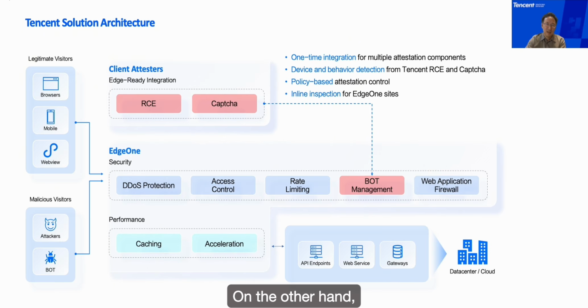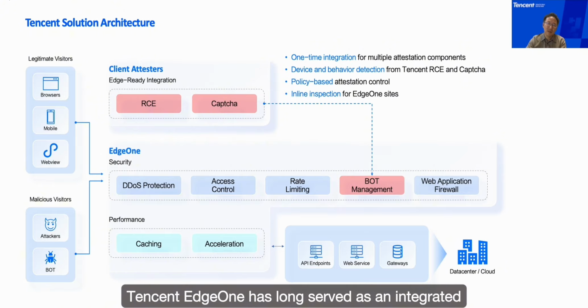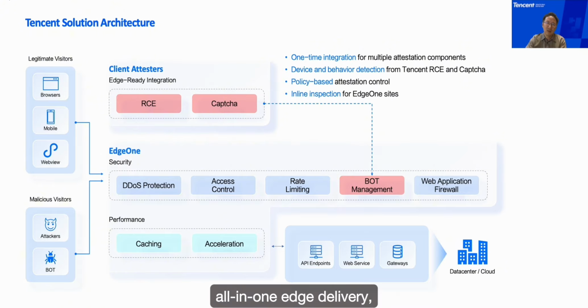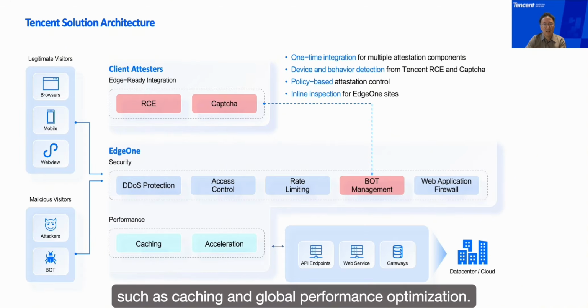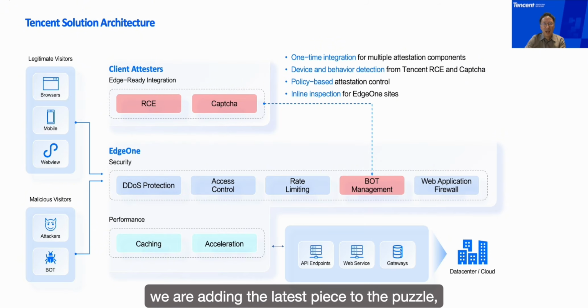On the other hand, Tencent EdgeOne has long served as an integrated, all-in-one edge delivery, protection, and compute platform, combining DDoS mitigation, ACLs, rate limiting, WAF, and signature-based bot mitigation with core CDN capabilities, such as caching and global performance optimization. With this new release, we are adding the latest piece to the puzzle, delivering a fully comprehensive and seamless experience across our end-to-end protect and perform platform at the edge.